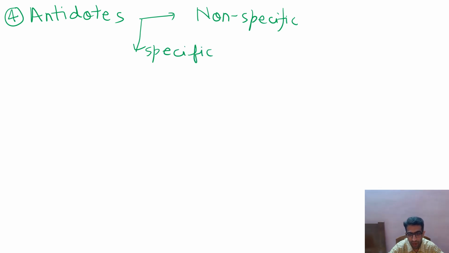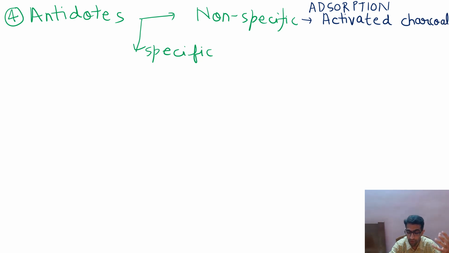In non-specific, we have activated charcoal. When charcoal is passed through steam, the porosity of charcoal increases and it adsorbs poison. Does not absorb it, adsorbs. There's a difference. Adsorption is basically a surface phenomenon. So when charcoal is passed through steam, it becomes activated because the porosity increases, as a result of which it can adsorb an excessive amount of poison on its surface. Great. So we have finished with the meaning and the non-specific one.